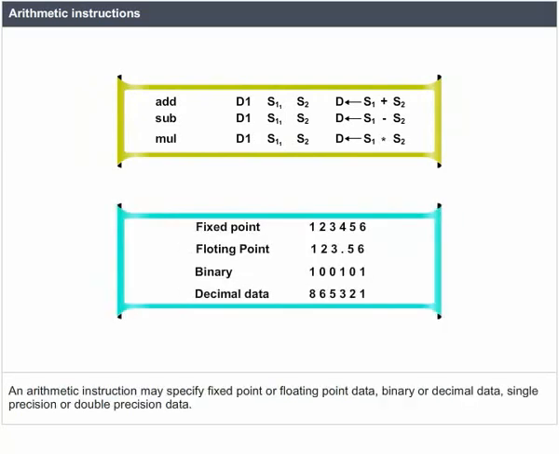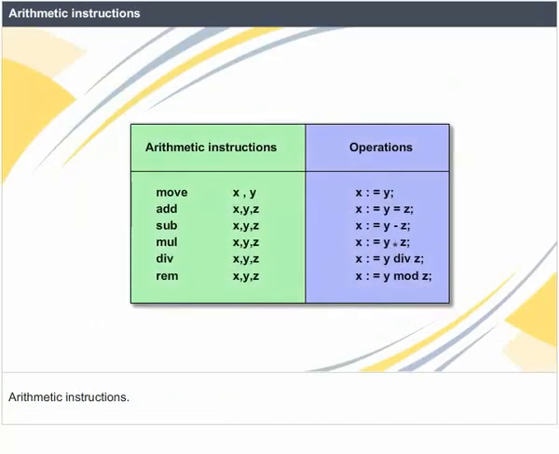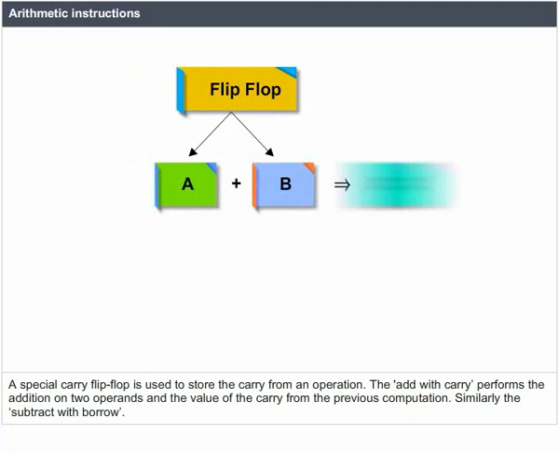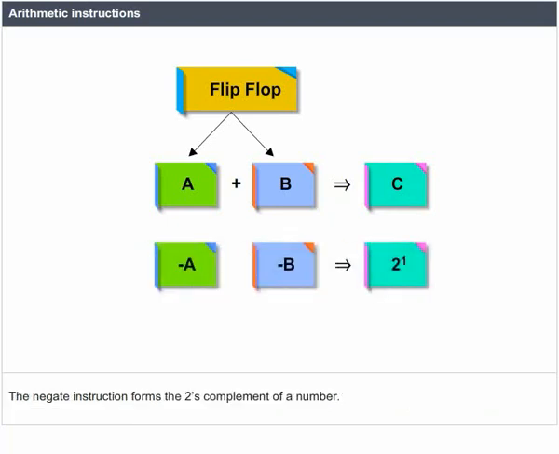An arithmetic instruction may specify fixed point or floating point data, binary or decimal data, single precision or double precision data. Arithmetic instructions. A special carry flip-flop is used to store the carry from an operation. The add with carry performs the addition on two operands and the value of the carry from the previous computation. Similarly, the subtract with borrow. The negate instruction forms the 2's complement of a number.